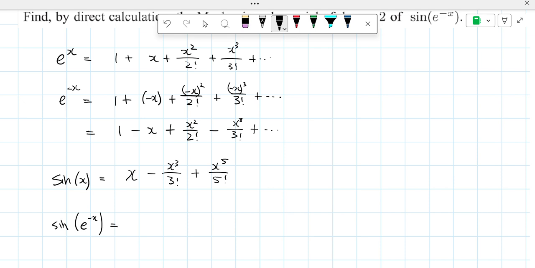It is disgusting, but we're only looking for the polynomial of degree 2. So hopefully you can disregard many parts of it.